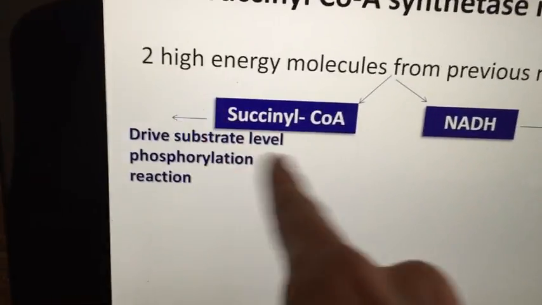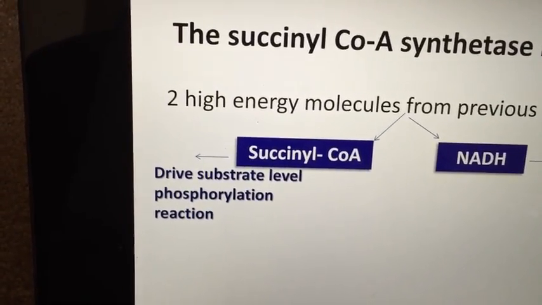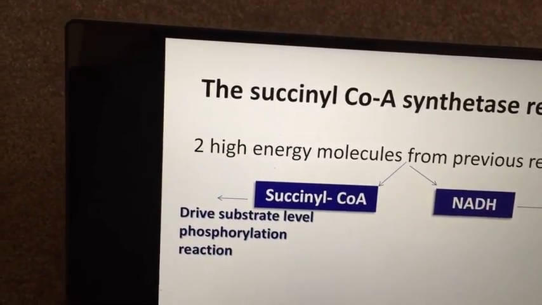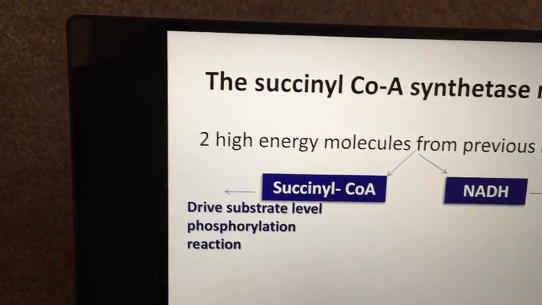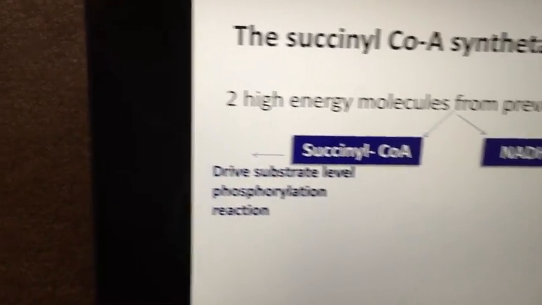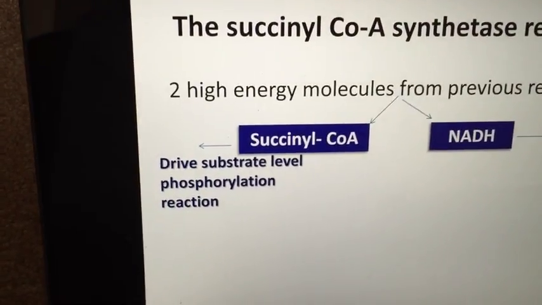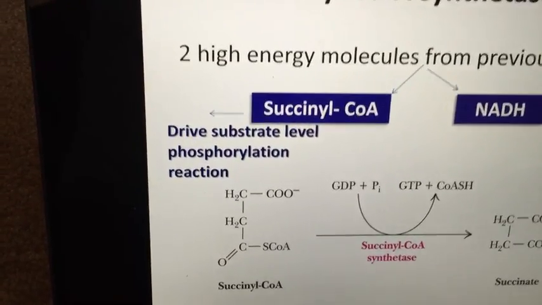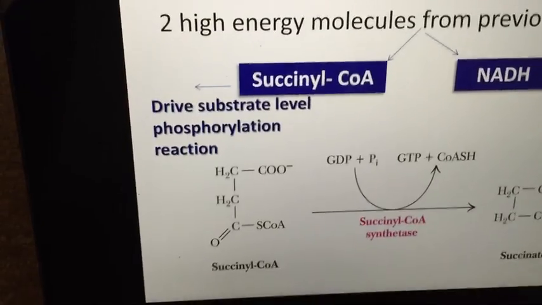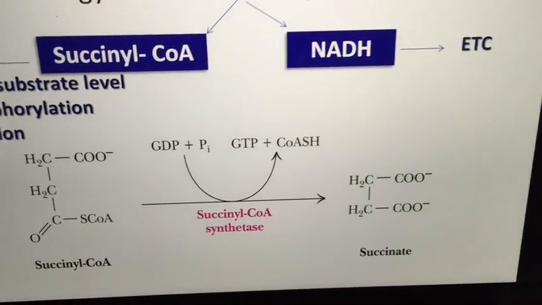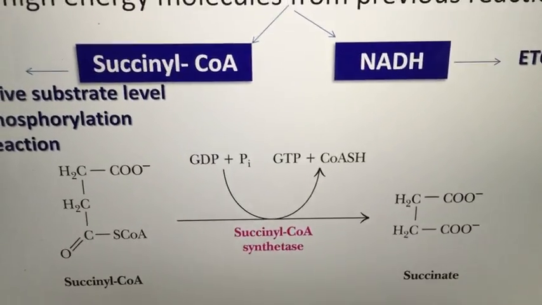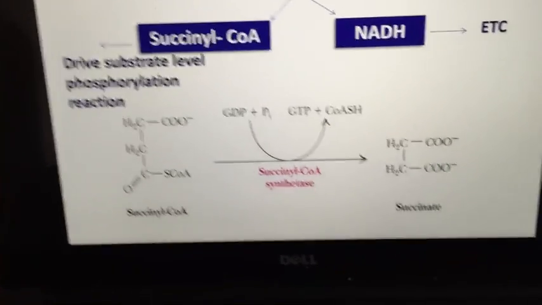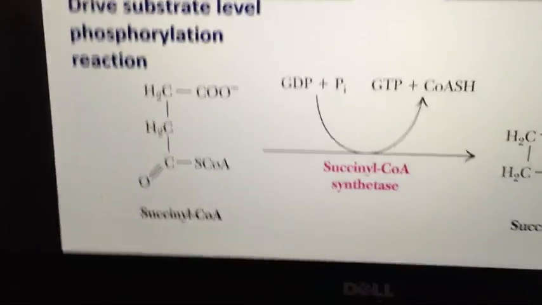So, because succinyl-CoA is a high energy molecule, it is able to drive substrate level phosphorylation. Remember, ATP can also drive substrate level phosphorylation reactions due to the fact that it has high energy in the phosphodiester bond of ATP. Similarly, the thioester bond of succinyl-CoA also contains high energy. And so it will drive substrate level phosphorylation of GDP to produce GTP. So there's succinyl-CoA via succinyl-CoA synthetase produces succinate, and in this way GTP is produced.